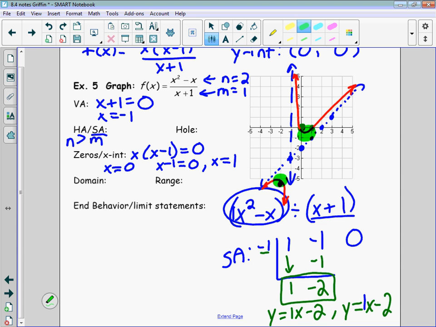The domain we can find pretty easily. That would be all reals. X cannot equal -1. Just that single restriction. The range is what we would need the relative max and mins for, because there's a gap between those. But we'll talk more about that tomorrow. Okay. Cool.